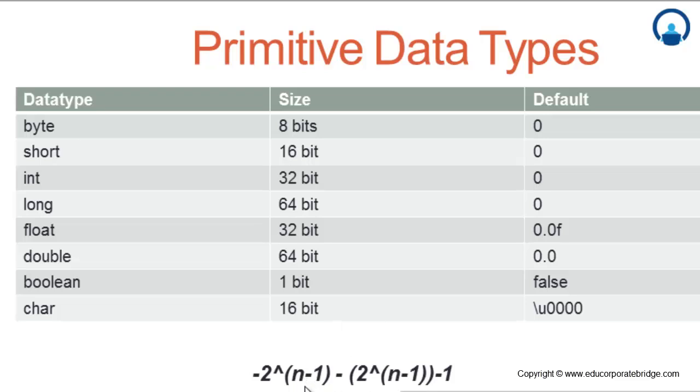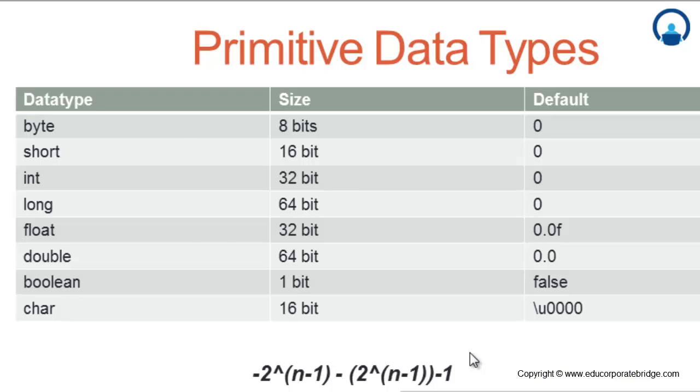As n is 8, so 8 minus 1 is 7. So minus 2 to the power 7 will roughly come around minus 128. So it will be minus 128 to 128 minus 1, that is 127. So the range of a byte is minus 128 to positive 127. This is the range of values that a byte can store. And similarly, you can calculate it for others.